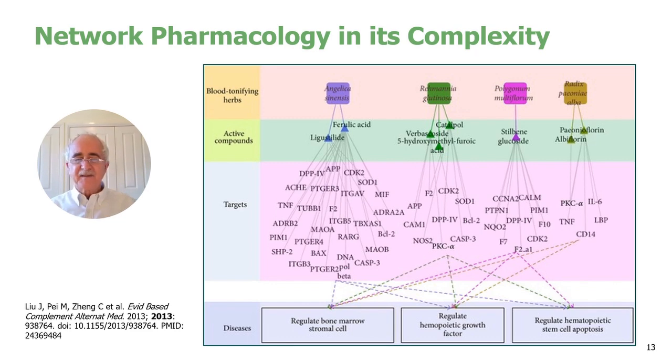It says diseases bottom left, but it's not really. It's the actual physiological effects that they have, like regulating bone marrow stroma cells, regulating hemopoietic growth factor, and regulating hematopoietic stem cell apoptosis. So it's very beautiful. You can read, that's a very basic introduction to network pharmacology and its complexity. And if you're interested, you can source that paper. It's open access, and have a read.